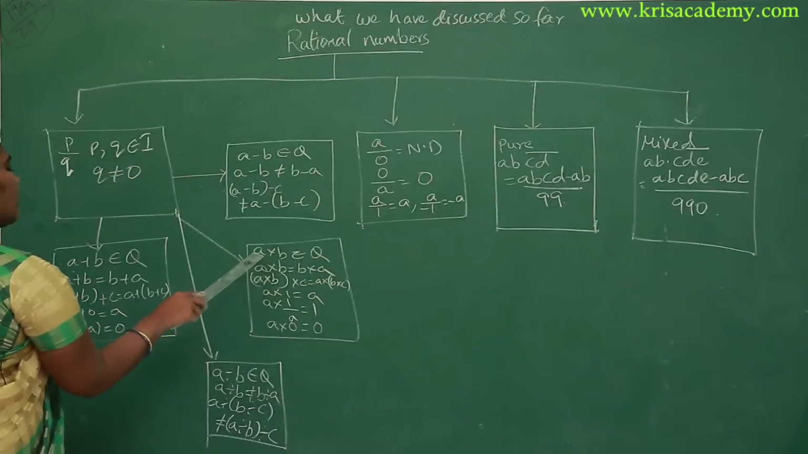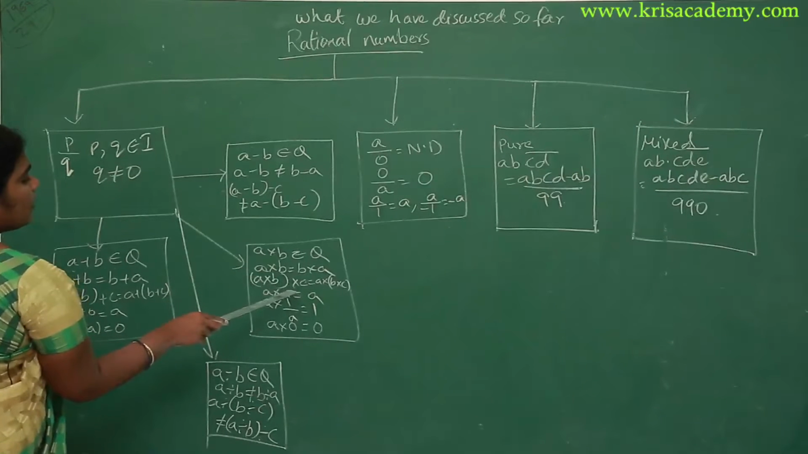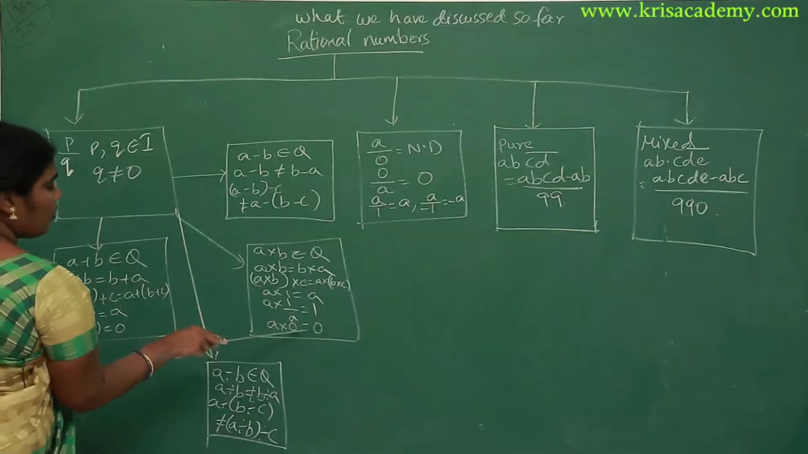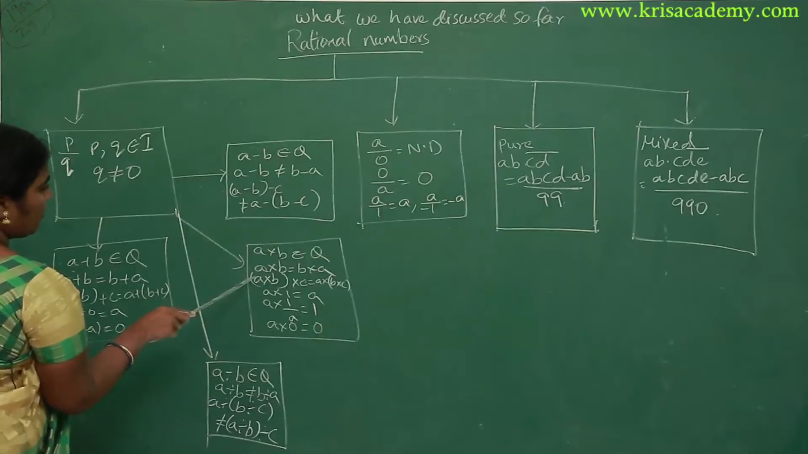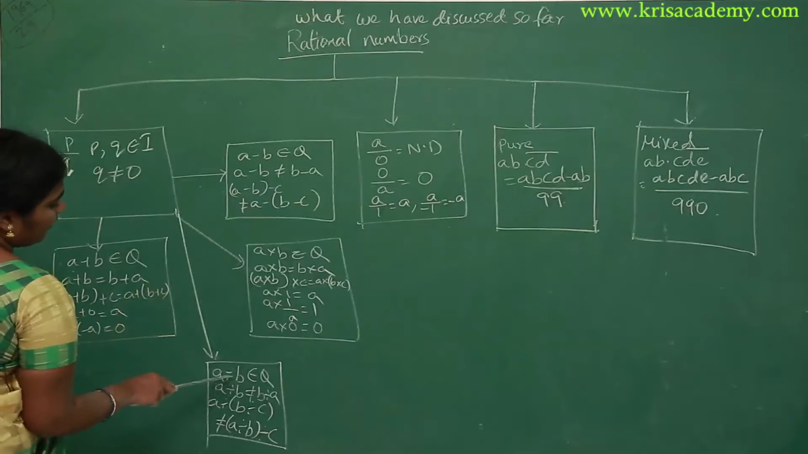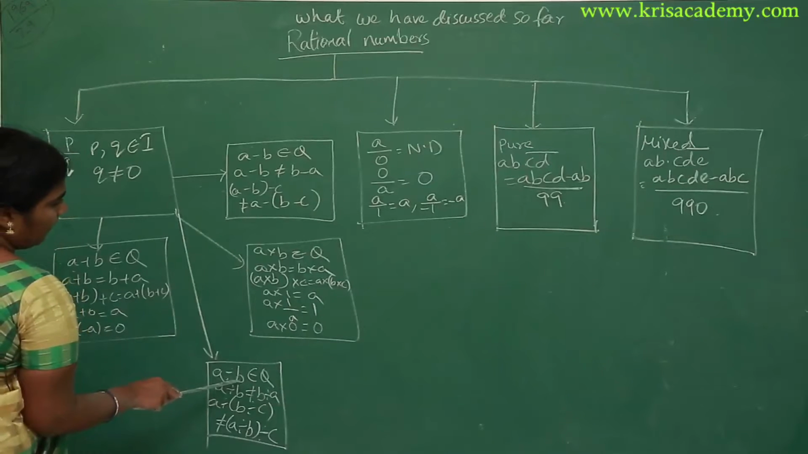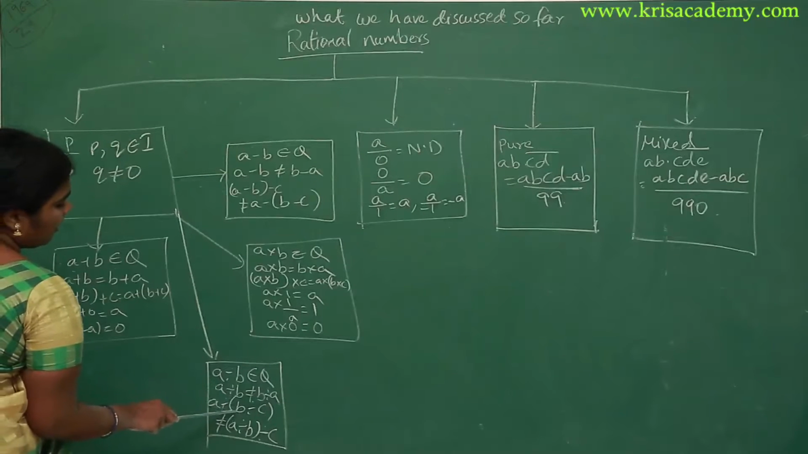Third one is multiplication. In multiplication also closure, commutative, associative, multiplication by 1, multiplicative inverse, multiplication of 0. All the 6 properties will satisfy multiplication also. Again last one, when it comes to division, only closure will satisfy. A divided by B belongs to Q. Commutative associative will not satisfy.